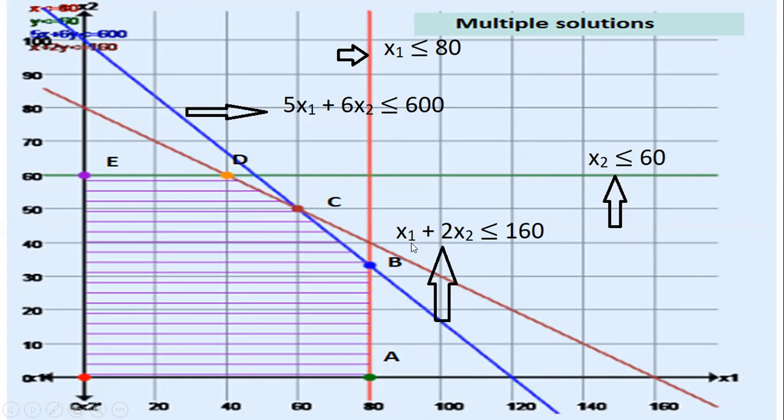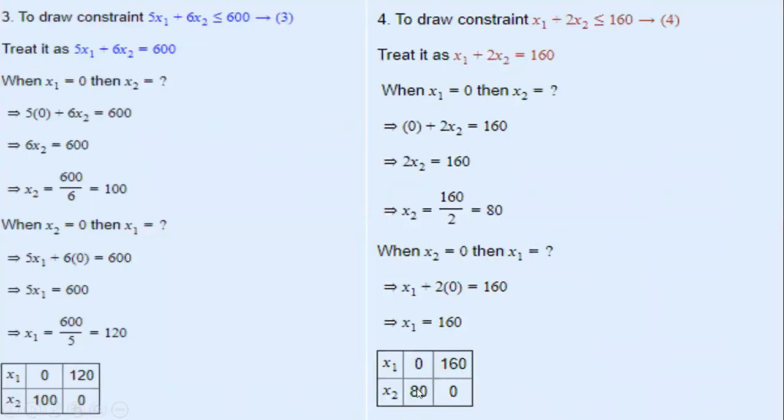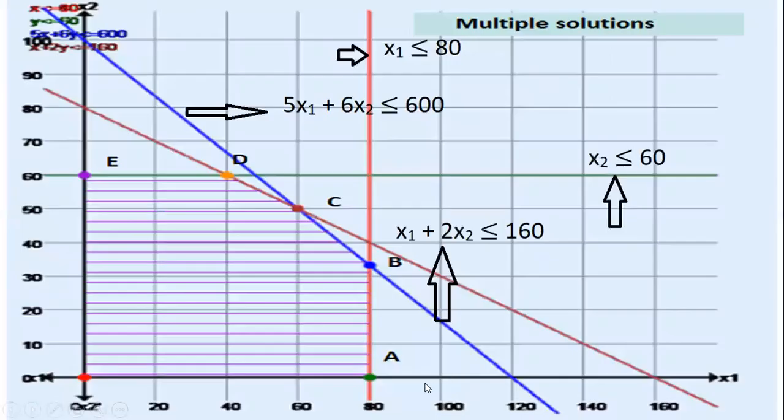The last constraint is x1 plus 2x2 lesser than or equal to 160. So you have got the coordinates 0, 80 and 160, 0. 0, 80 is this point and 160, 0. Join these 2 points using a straight line. This is represented in brown color. This is the straight line representing the equation x1 plus 2x2 lesser than or equal to 160.